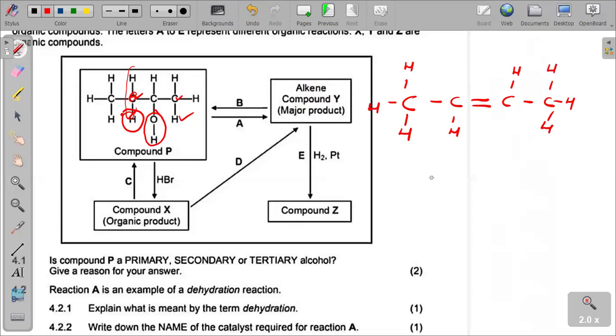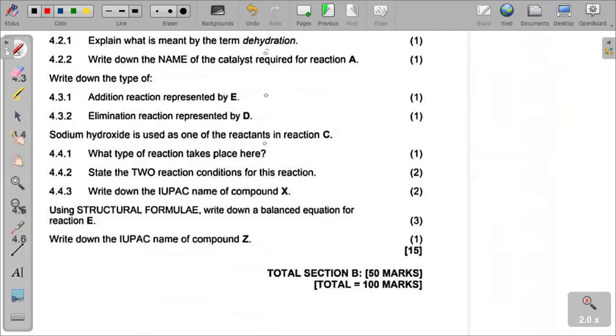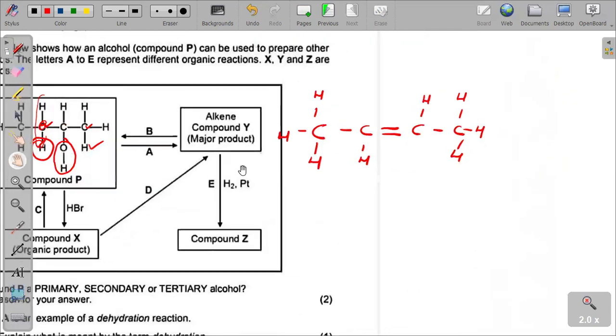And no one was actually asking its name. We want the structural formula for the balanced equation of E. So we have just identified the structural formula of our alkene, compound Y. That's the major product that is going to be formed. Now it's reacting with what? With hydrogen. So we shall also indicate the structural formula of hydrogen, which is H2.